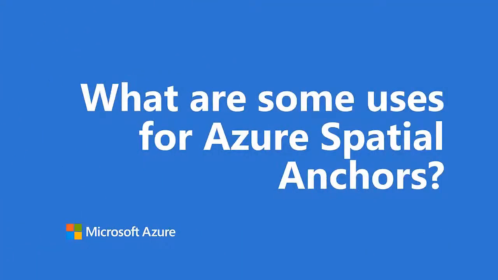Use for Azure Spatial Anchors. There are multiple apps that you can create with Azure Spatial Anchors. A really good use case is anytime that you need to tie specific information to a specific place. For example, if you're in a big building and you want your users to find their way around, you can put breadcrumbs around and they can detect these spatial anchors and find their way.